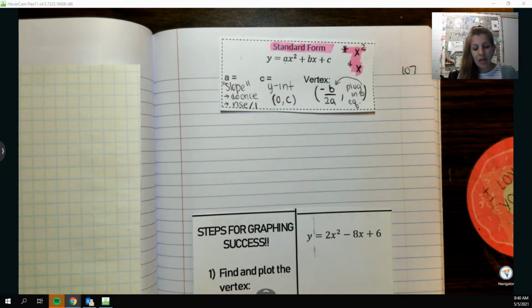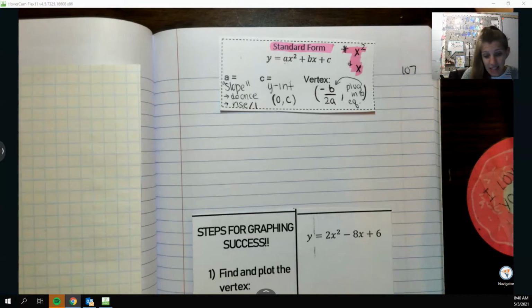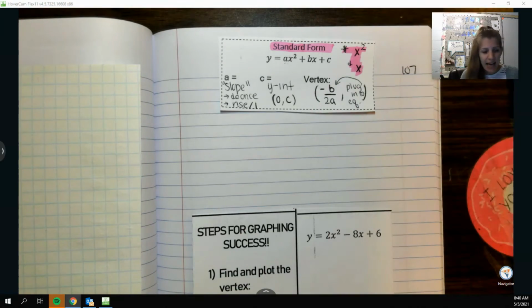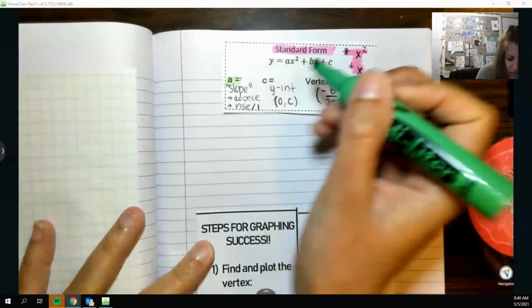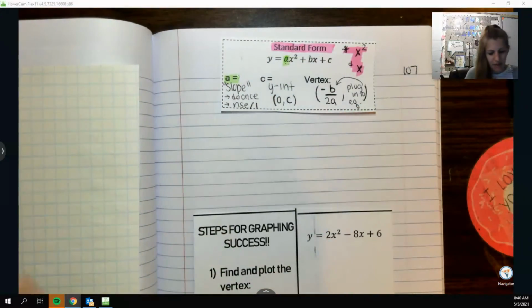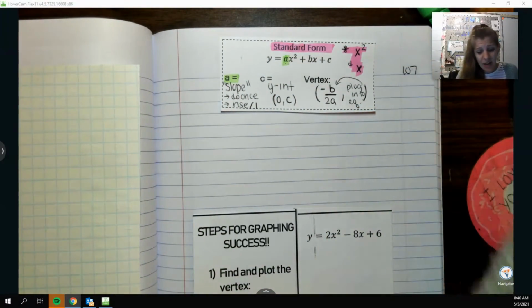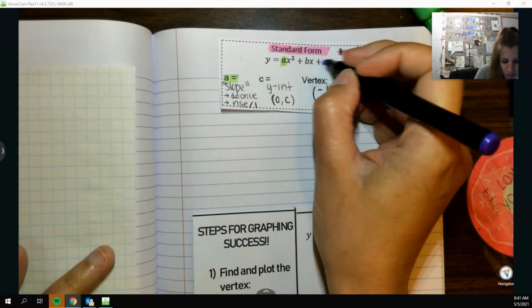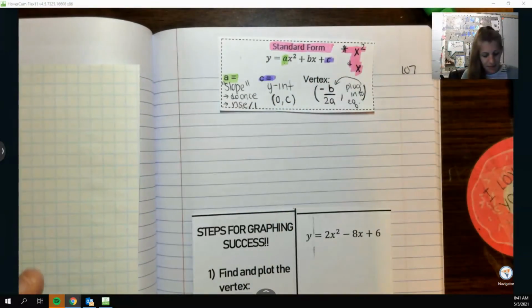Okay, so kind of a bummer. It's not as easy as vertex form was. So my a value there gets me slope. The c value is kind of helpful, but the vertex kind of sucks.